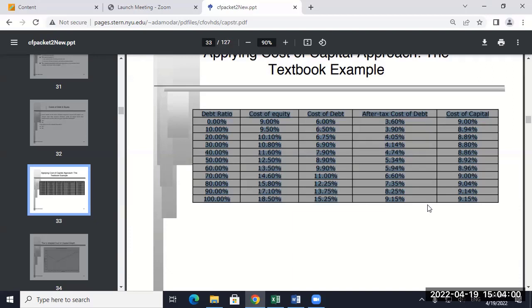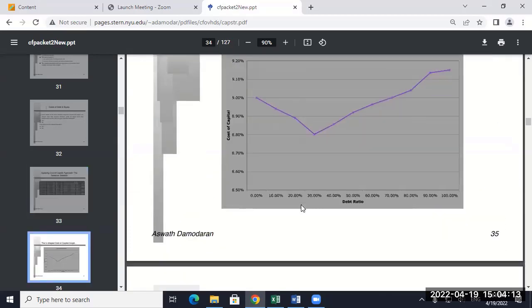How do I get 70%? Because 880 is the smallest number here. That equates to 30% debt. If the debt's 30%, then the equity must be 70%. Yeah, great stuff. Really, really good stuff.